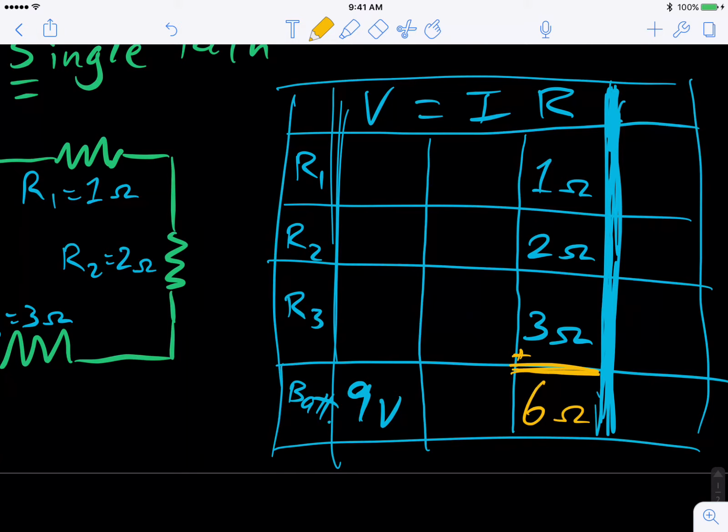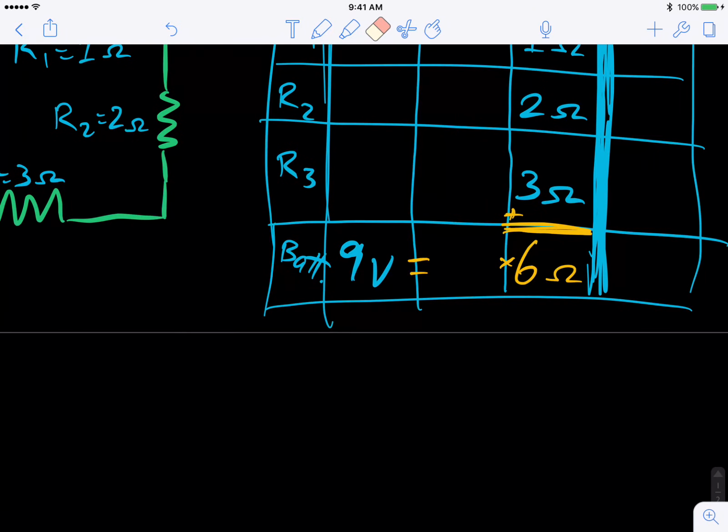Now, there's kind of a game you're playing. The game is to collect 2 in each row. If you collect a V and an I, or an I and an R, or a V and an R, then you can use VIR to solve for the missing piece. So what I mean by that is, in the bottom row, in the battery row, we have 9 volts, and that's our V. That equals some current I times 6 ohms of resistance. So now we can use VIR to solve for that missing piece. It's kind of a collect 2 to unlock the third in each row. And so let's do that.